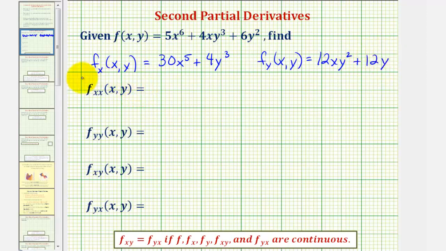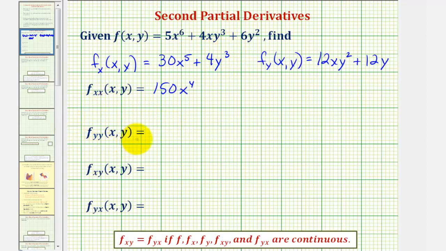And now we want to find the second order partial derivative with respect to x, which means we want to differentiate f with respect to x twice, treating y as a constant both times. Which means now we'll find the partial derivative of this partial derivative with respect to x again. So the derivative of 30x to the 5th with respect to x would be 150x to the 4th. And the derivative of 4y to the 3rd with respect to x would be 0.